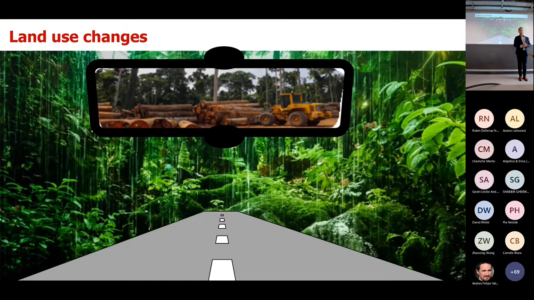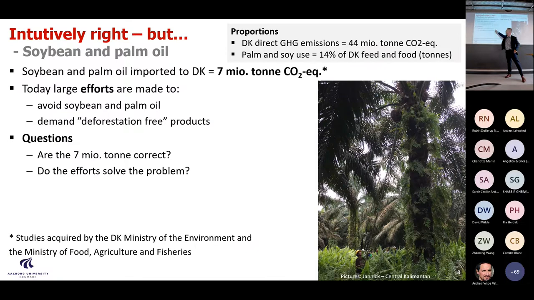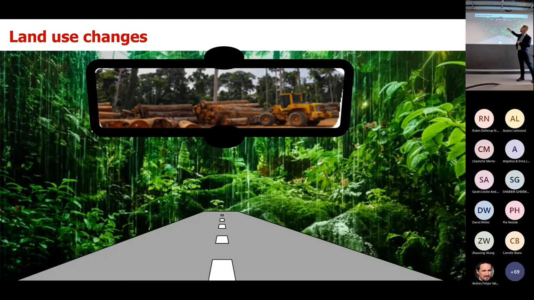Okay, this slide here is that imagine that you want to avoid problems. You are in your car and you can do two different things. You could look out of the front window. That's usually a good idea because then you can kind of avoid whatever happens. Or you can keep an eye on what is in the back mirror. So one of the methods used to calculate emissions, for example these 7 million tons here, they have used an approach where they are consistently focusing on the back mirror.